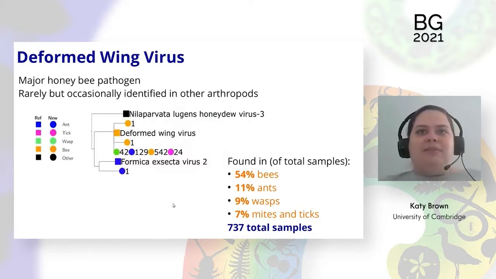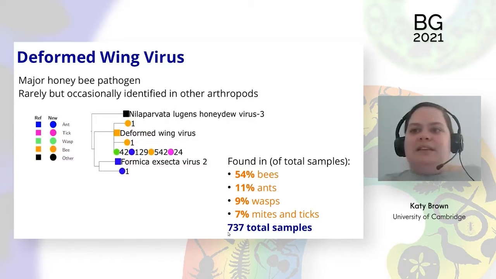Then I'm just going to talk very briefly about one specific virus, deformed wing virus. So this is a major, well-known honeybee pathogen, and it is known in other arthropods, so it's not completely limited to honeybees. That has been seen in a few other species, but it's not considered to be widespread. However, if you look at my results here, so in this phylogeny, this line here is the number of datasets of different types where we found evidence of DWV, and we actually found it in 737 out of our 3,000 samples, including around 10% of ants, wasps, mites, and ticks, so massively more widespread than we expected, and in over 50% of the bee samples.